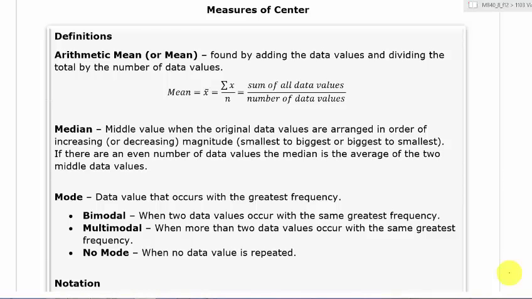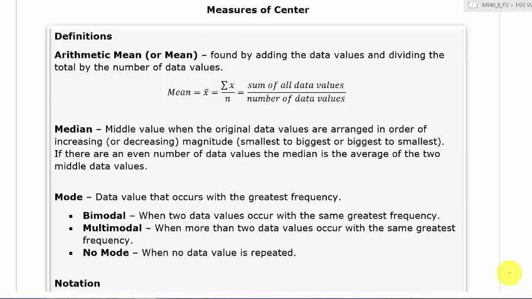This video is about measures of center. First, we're going to take a look at the arithmetic mean, or we just normally refer to that as the mean. And you find this by adding up all of your data values, and then you divide by the total number of data values that you have.